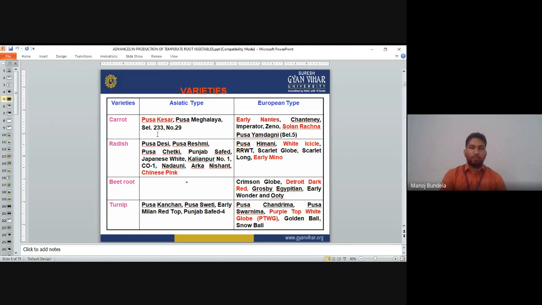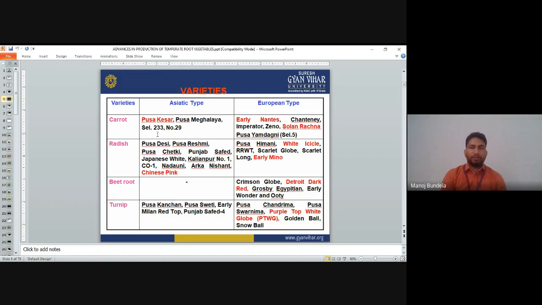Radish varieties: Pusa Desi, Pusa Reshmi, Pusa Chetki, Punjab Safed, Japanese White, Kalimpur Number 1, CO1, Nandoni, Tarka Nissan, and Chinese Pink. European type varieties: Pusa Himani, White Icicle, RRWT, Scarlet Globe, Scarlet Long, and Early Minor.